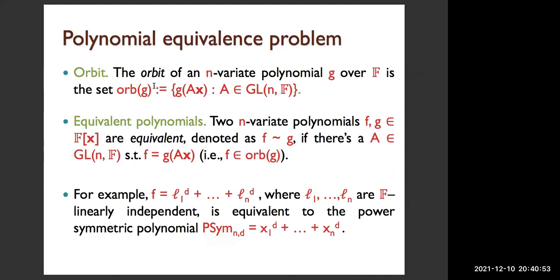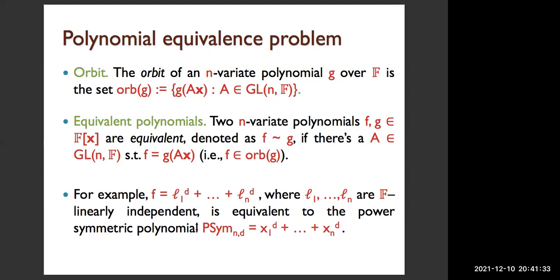Let us define the orbit of a polynomial first. The orbit of an n-variate polynomial g is the set of polynomials that can be obtained by applying invertible linear transformations on g, that is, g(Ax), where A is invertible. And we say two polynomials f and g are equivalent if they lie in the orbit of each other. This is an equivalence relation: if g lies in the orbit of f, then f also lies in the orbit of g. And I'm going to denote this relation by this curve.